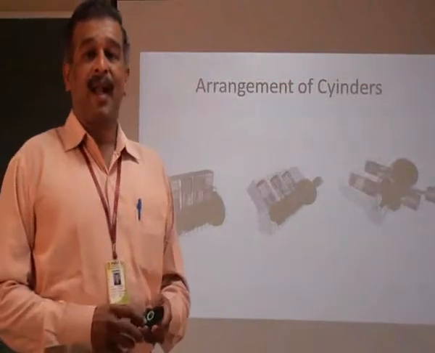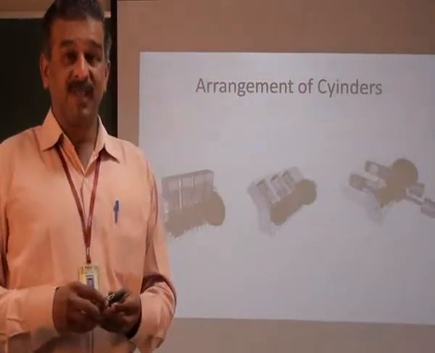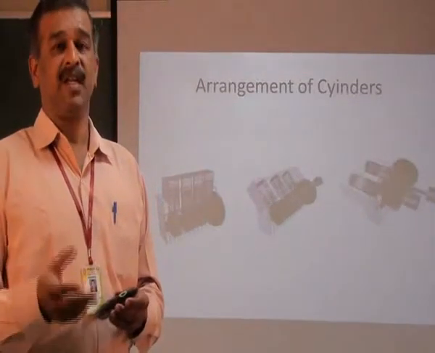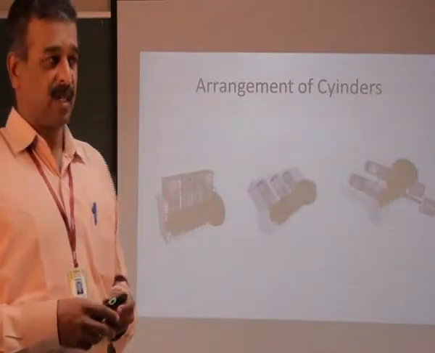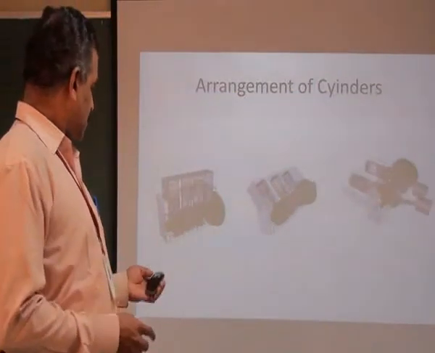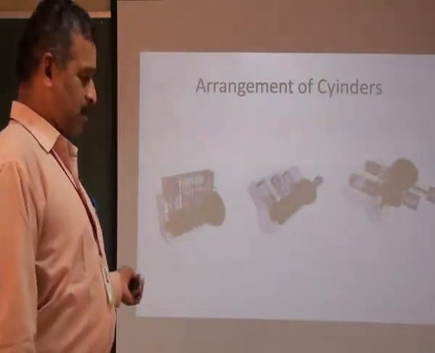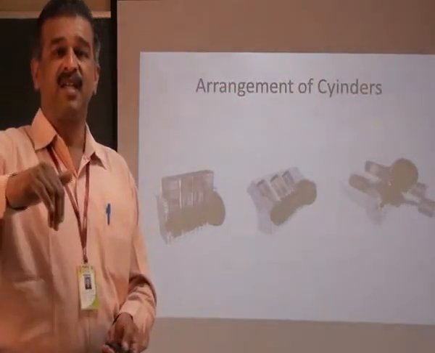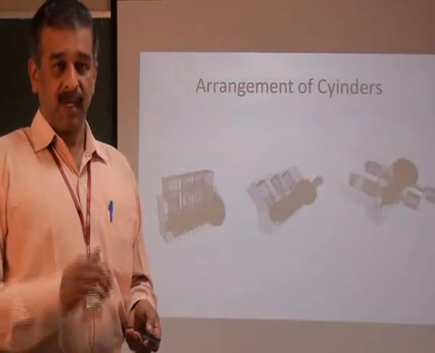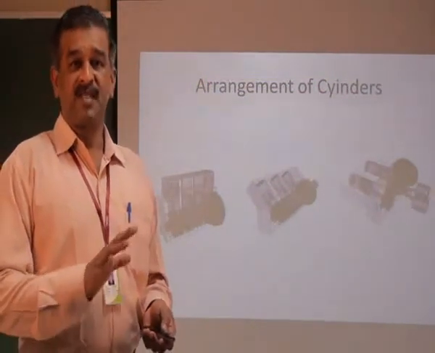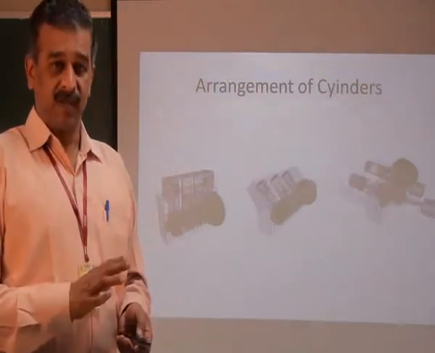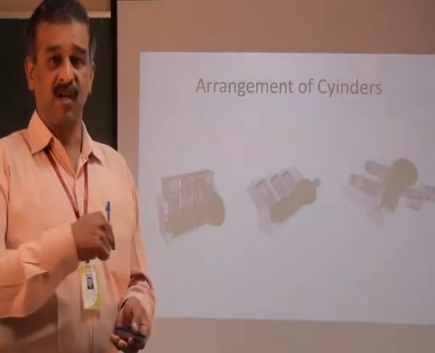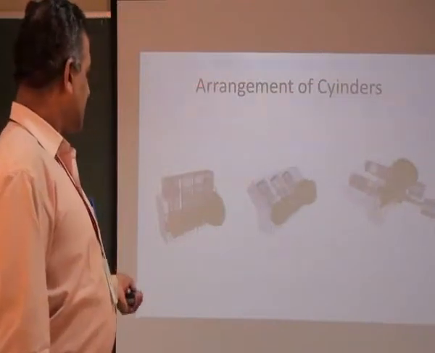And apart from this, we have the arrangement of cylinders in the IC engine. There are many types of arrangement of cylinders. The first one, inline. Inline means all the cylinders are arranged in a single line. A conventional automobile has this type of engine only. 1, 2, 3, 4. It's a 4-cylinder vehicle. It is inline. All the cylinders are arranged in line. The movement will be like this.